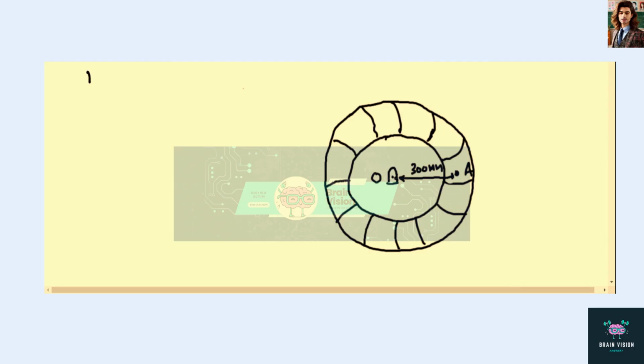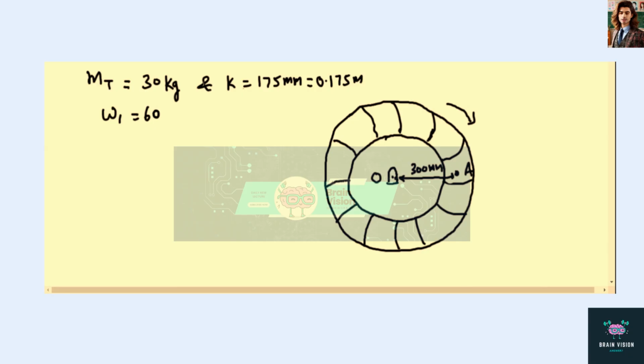As shown in the figure, there is a turbine disk having a mass of 30 kg and its centroidal radius of gyration is 175 millimeter, that is 0.175 meter, and is rotating clockwise at an angular velocity of 60 rpm or 2 pi radian per second.